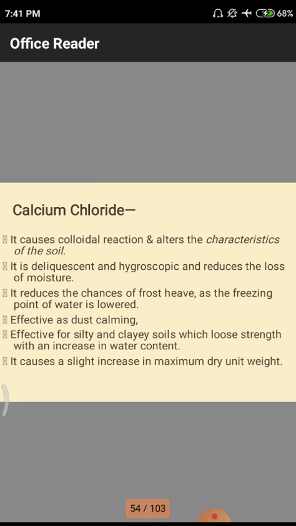Next one, effective for silty and clayey soils which lose strength with an increase of water content. Silty soils means their particle size is very high, and clayey soils means their particle size is very low. Those kinds of soils lose strength with increase of water content. Why? Because those two soils will absorb a huge amount of water. Whenever there is entrainment of water in those soils, automatically their strength decreases due to breaking of ionic bonds between the particles and movement of water in rapid directions.